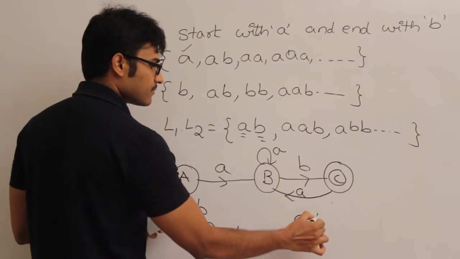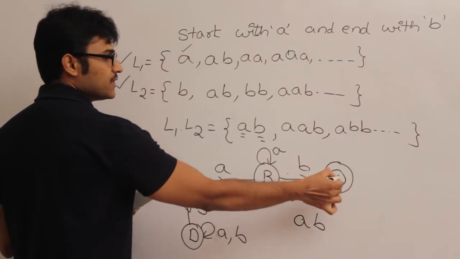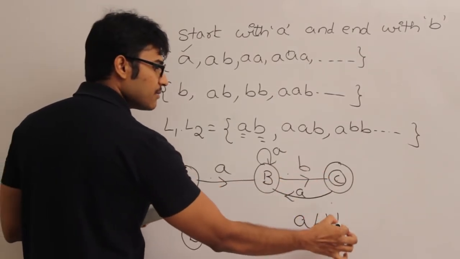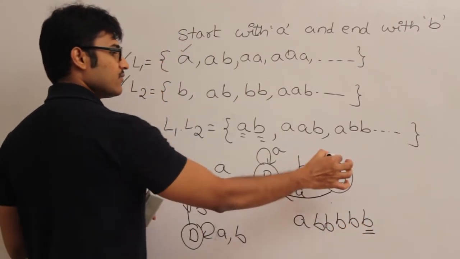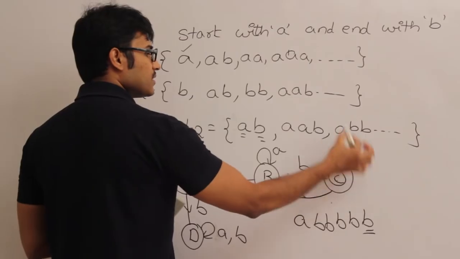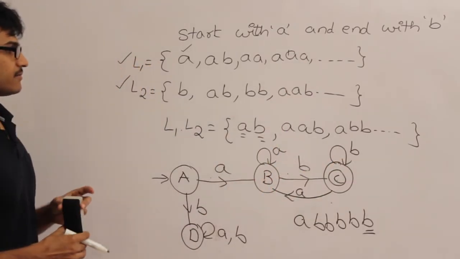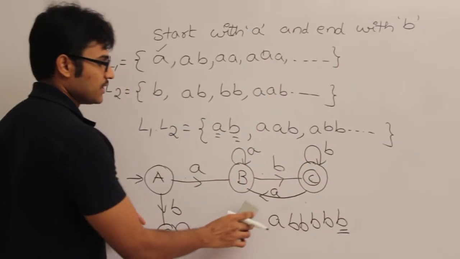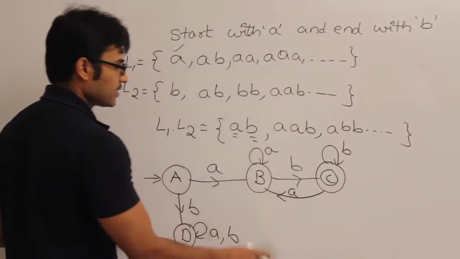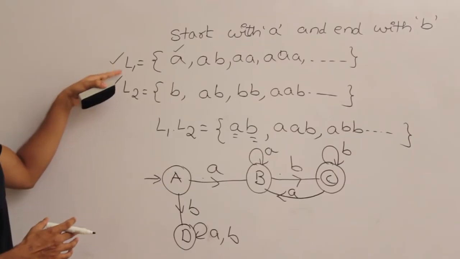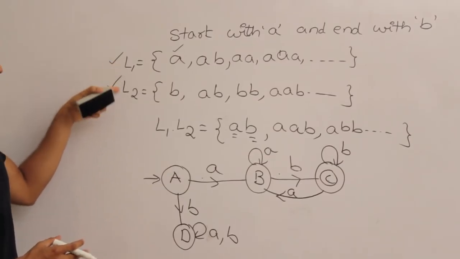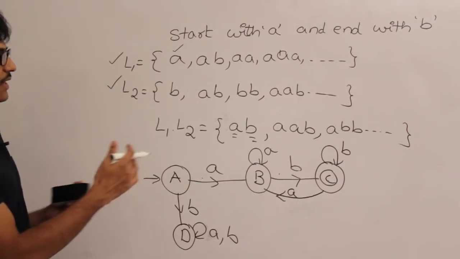In C, you have seen AB and you reach C. Now if you see any number of B's, it is ending with B itself. Therefore for any number of B's, we stay here. Got it? So this is how the final answer looks. Now let us draw the DFAs for both of them independently and see how we can connect them.